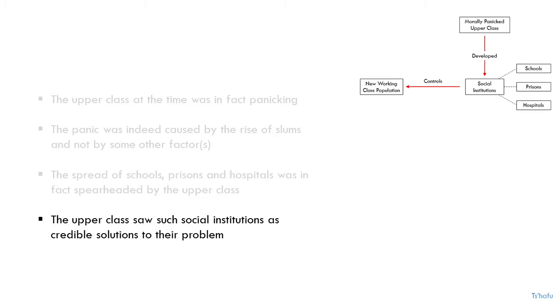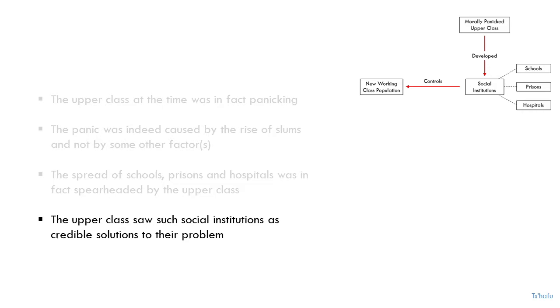Here, the upper class saw such social institutions as credible solutions to their problem. Now think about this. The point we're making is that the upper class is panicking, looking at schools, prisons, and hospitals, and they see that as a solution to the problem that they're facing. Well, can you show it to me? Can you show me that the upper class actually saw that as a solution? Or did they just sort of stumble across it?